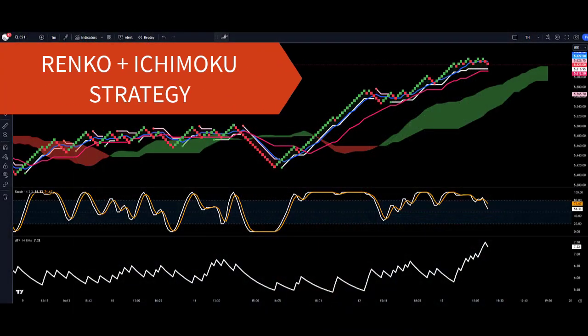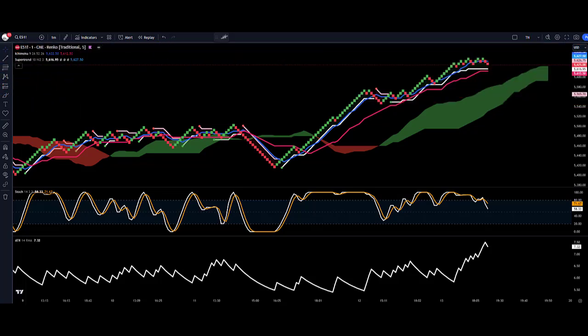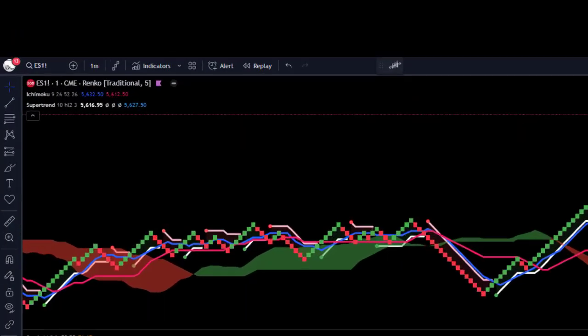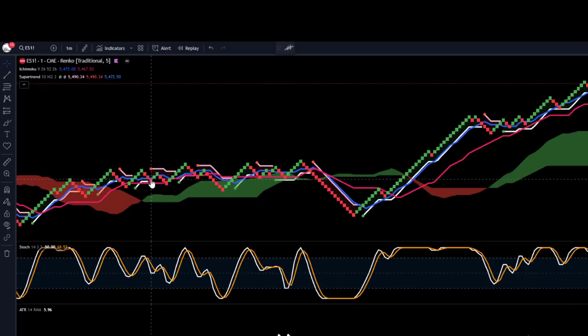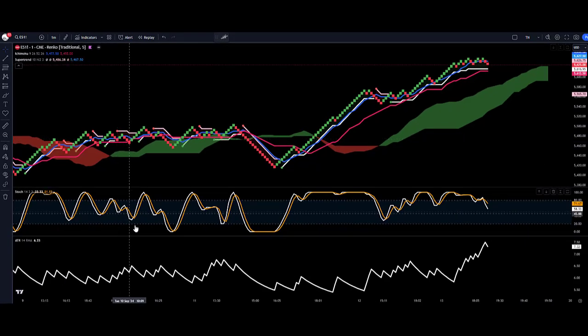So here we've got the finished setup. Now I'm doing this on the S&P 500, ticker ES1, that's the E-mini futures there. I'm trading on the 1 minute Renko chart there, and you can see a block size that I'm using of $5 for the S&P 500. But let's first of all go through the indicators that we're using.